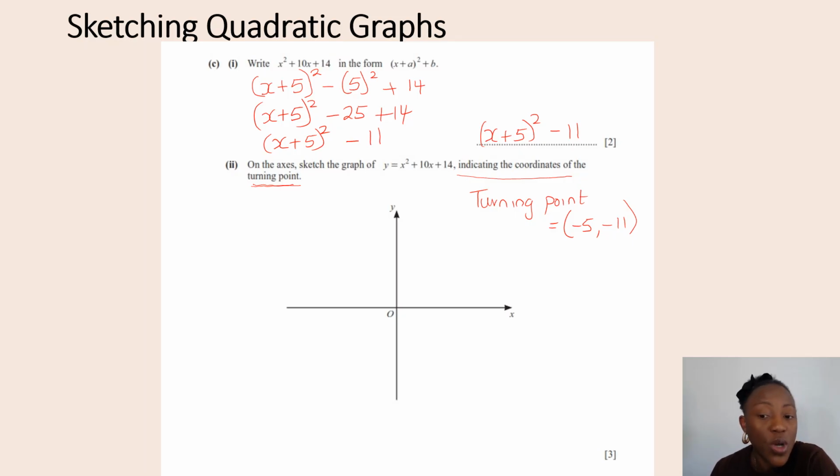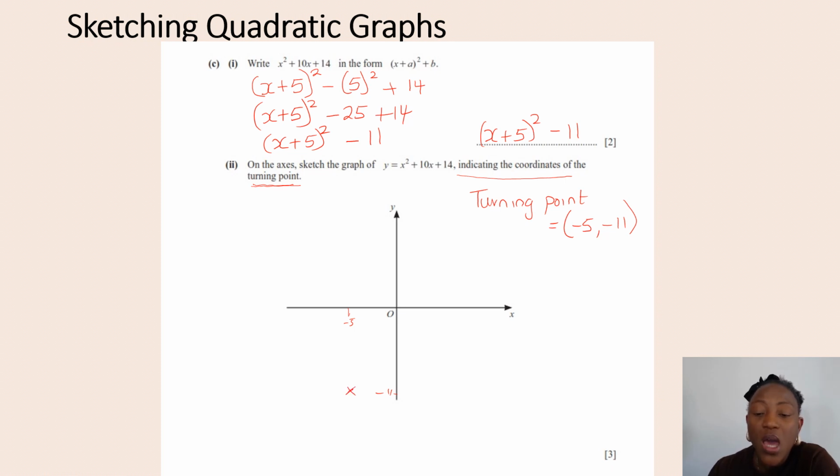Now, the question didn't just ask me to find the turning point. It has asked me to sketch the graph indicating the coordinates of the turning point. So I'm going to come and indicate the coordinates of my turning point. I'm going to assume, say, my minus 5 is somewhere here, and then minus 11 should be, say, somewhere here. So my curve is going to pass through this point.